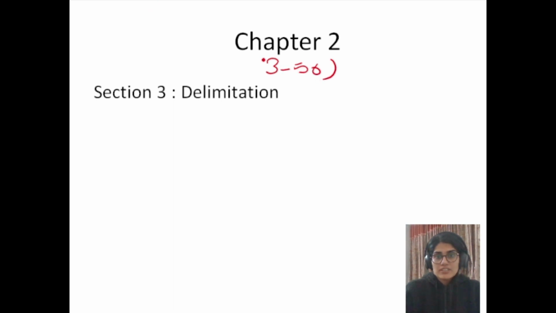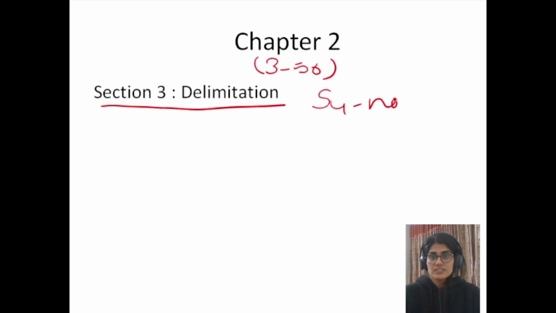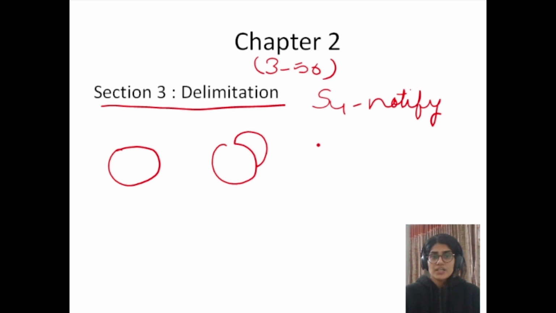We'll be starting with section number 3, which is delimitation, that is how the boundaries of municipalities are decided or changed. The state government can notify in its official gazette about the constitution of a new municipality or changing the boundary. The state government can constitute a new municipality, declare it, include the area of other municipality into it, alter the area, remove some area from this and move it to another municipality, or dissolve a municipality altogether.